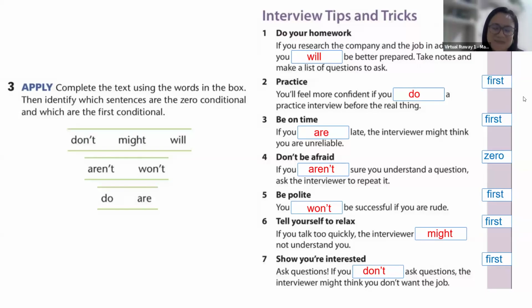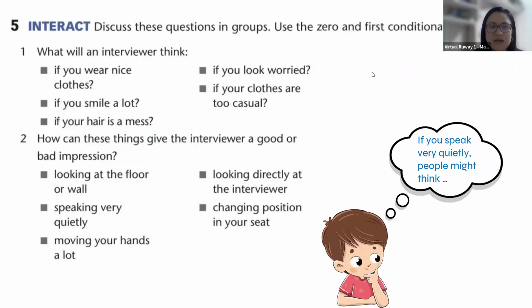Now, guys, let's move on. Activity number 3 is finished. Good, we identified correctly. Now, let's do activity number 5, okay? In this activity, we are going to discuss the questions in groups. You can use the zero conditional and also the first conditional, depending on your answers, depending on the questions, okay? We have in number 1, this is your opinion, okay? The answers are your opinions, what you think.